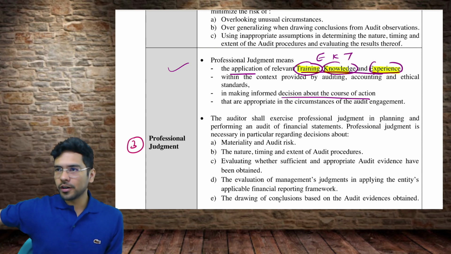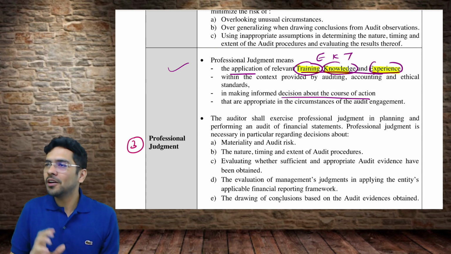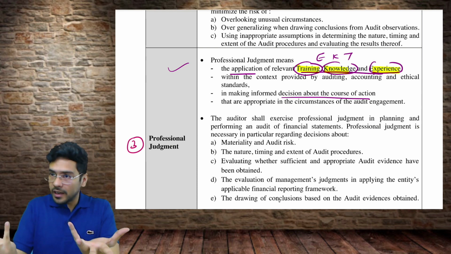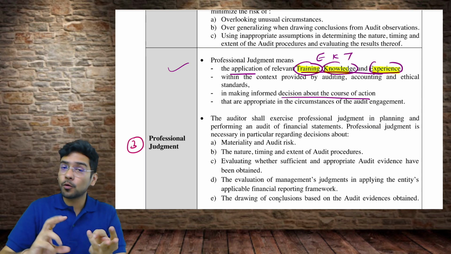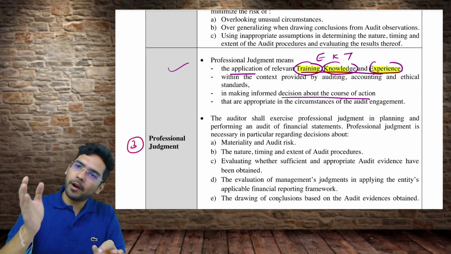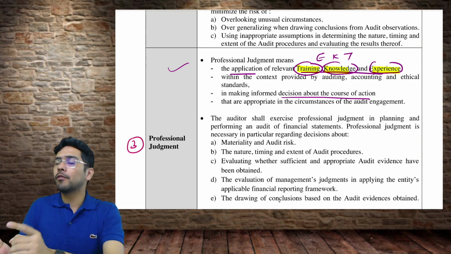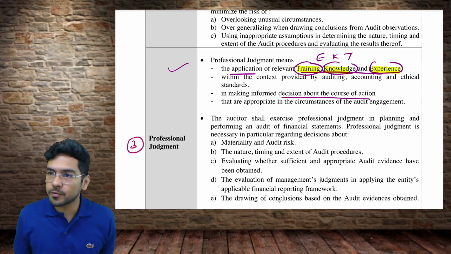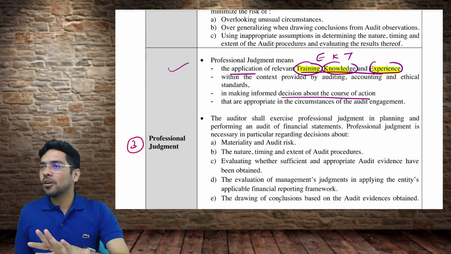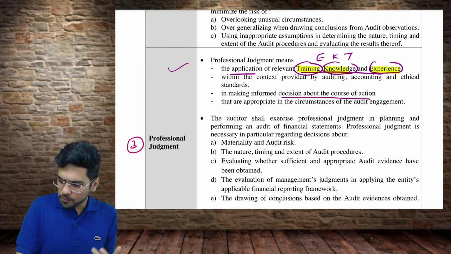Now I want you to answer this. In the entire audit, where all can the professional judgment be used? Selecting the samples, how many samples to be selected, is a matter of professional judgment. What audit procedures to be applied, matter of professional judgment. Whether the evidence obtained is sufficient and appropriate, we don't have any concrete formula for it, right? So it is again a matter of professional judgment. Whether this item is material or not, how much audit risk should we accept, again it is a matter of professional judgment.